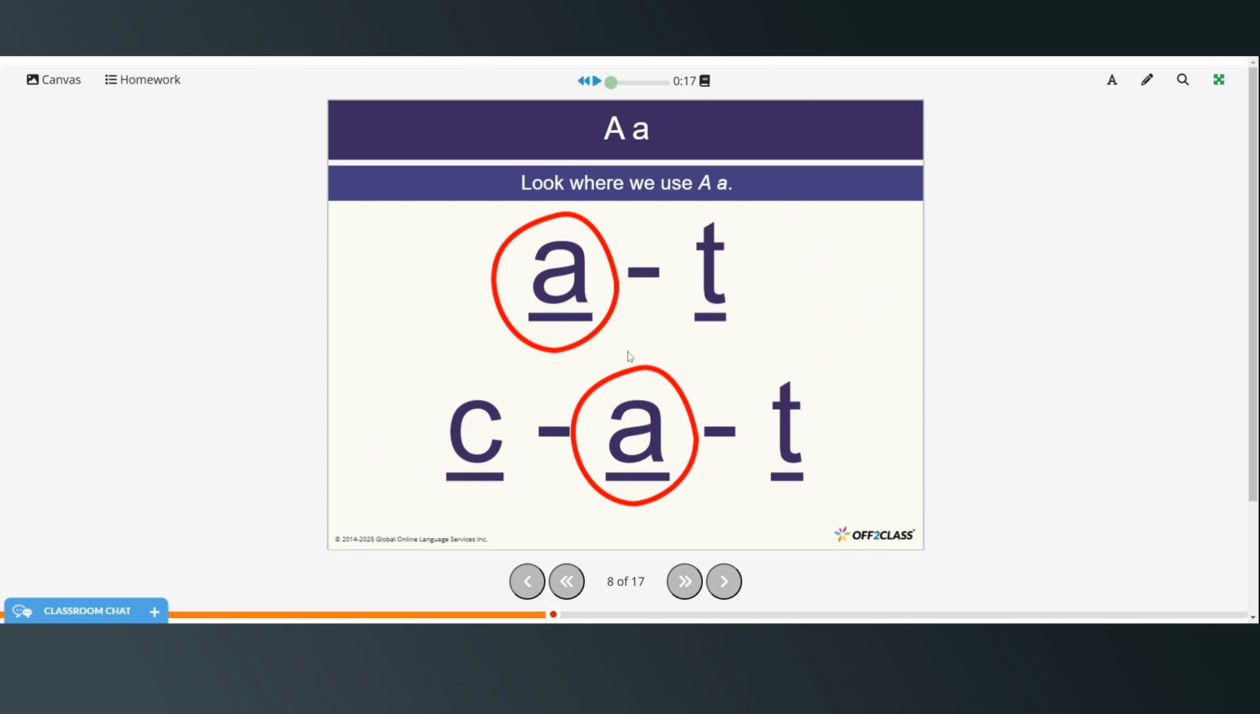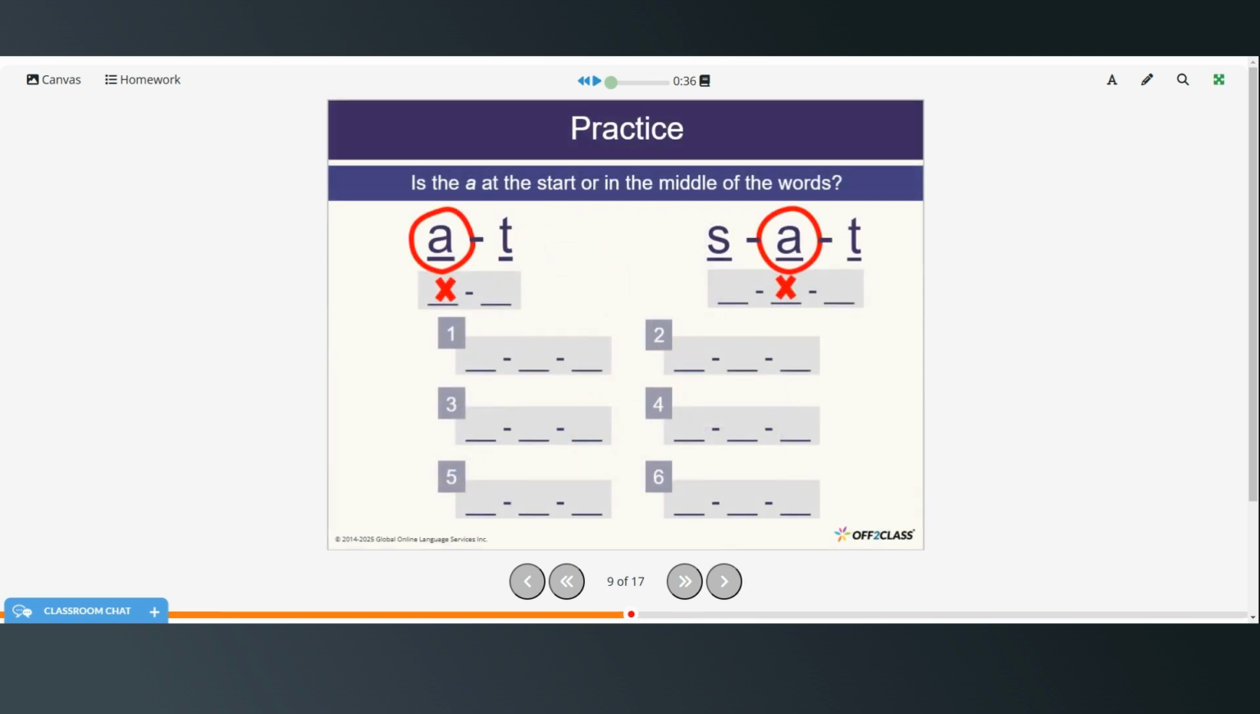Okay, now we're going to be looking at the two places where we can use the ah sound. At, at. K, a, t. Cat. Right, again, we're going to mark if the A is at the beginning or the middle of the word. So listen, mark it down on your paper, and then I'll play it again and we'll check the answers.